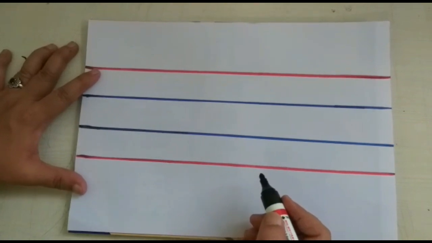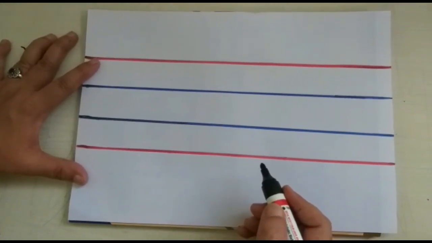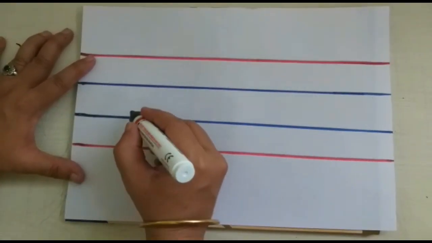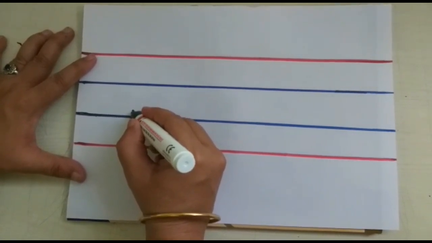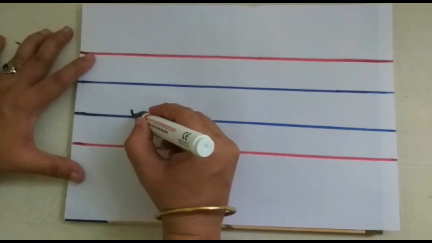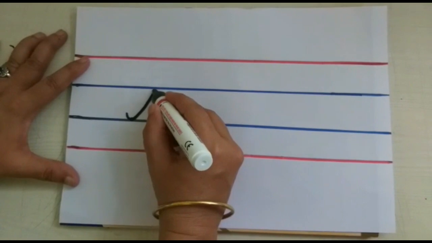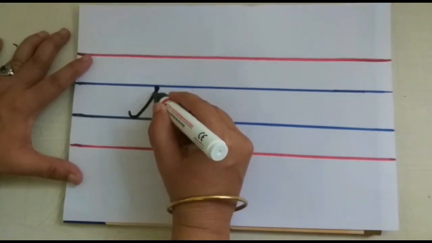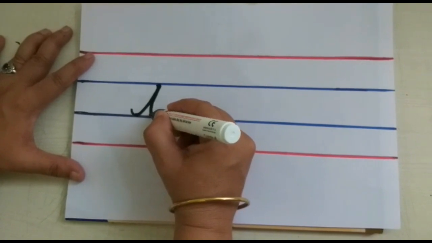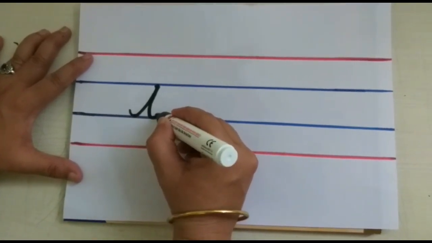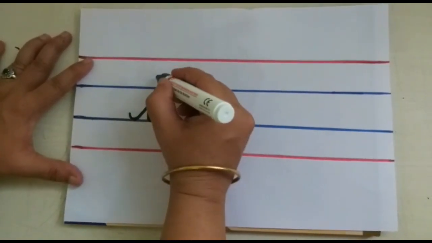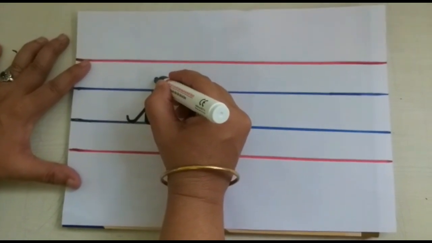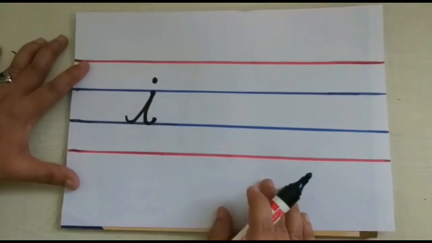H, after which letter comes, children? H after I. Now we will write I. Make a small curve. Go up to the second blue line, like a slanting line you have to go, children. Now come down to the third blue line and make a small curve. And a small dot. This is small cursive I.